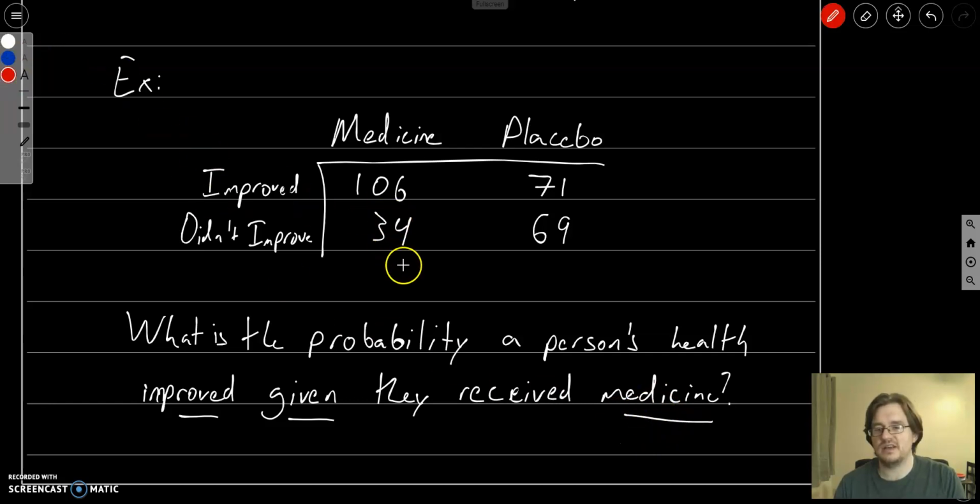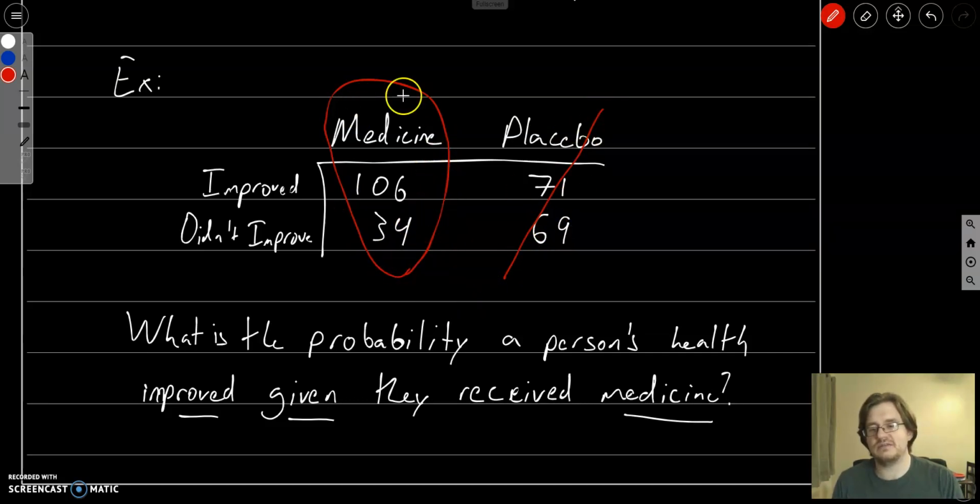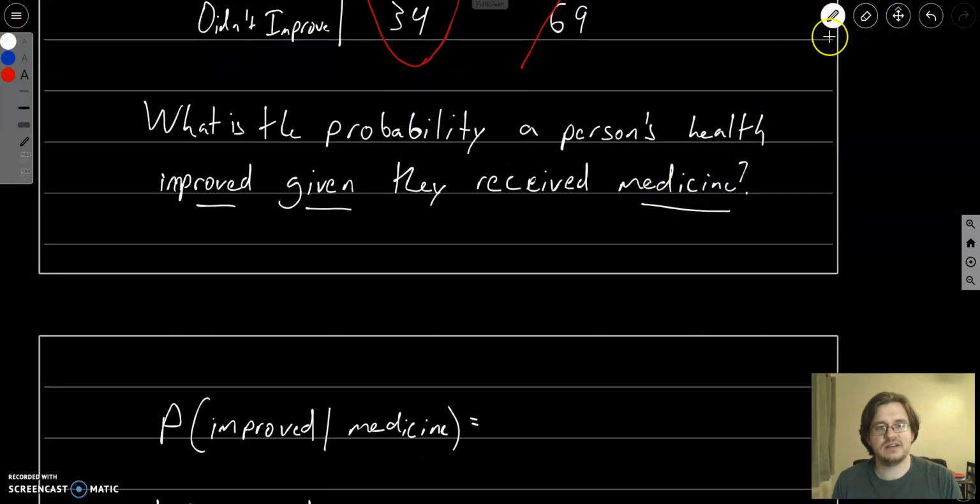So in our study, we're only concerned with this information. In this question, we are given some information that the person we're looking at was given medicine. So they weren't given placebo, so we're just going to ignore these numbers for now. So given that they received medicine, what's the probability that they improved? We would write this as the probability that they improved given they received medicine.